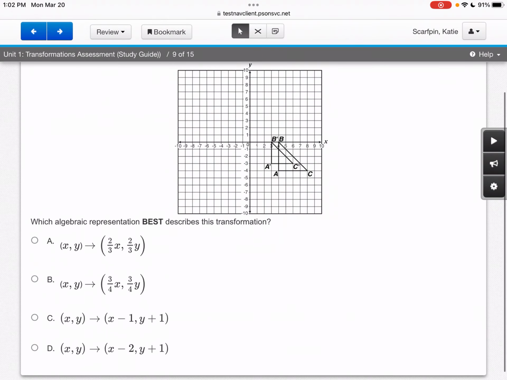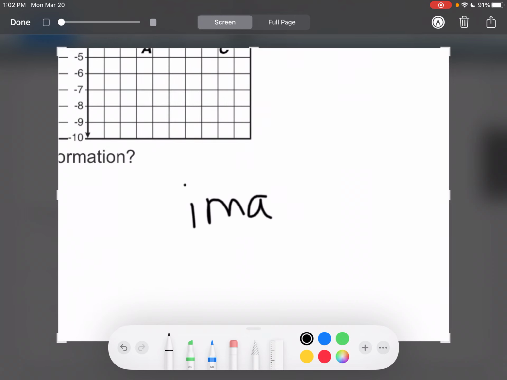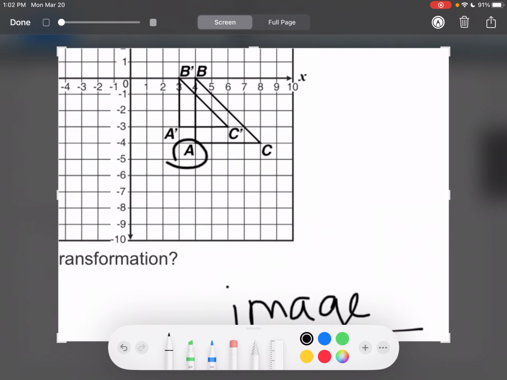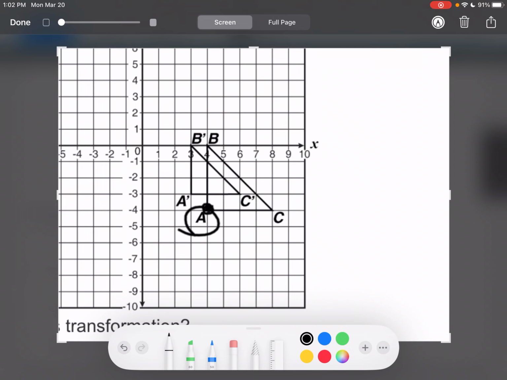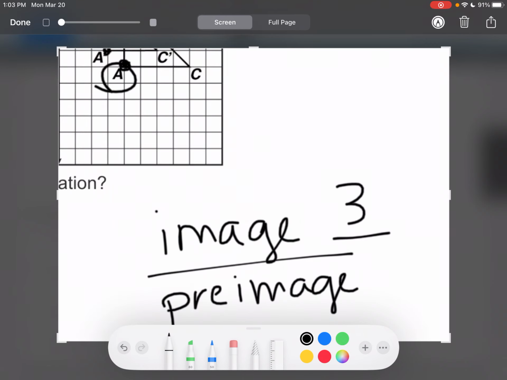All right, now this one was another one that was confusing to everybody. And I'm going to, again, bring you back to your notes. This is going to be in the dilation notes. You take your image and divide it by the pre-image. And remember, your pre-image is always the letter that doesn't have the prime on it. So for this one it would be 4, and for this one it would be 3. So we have 3 over 4.